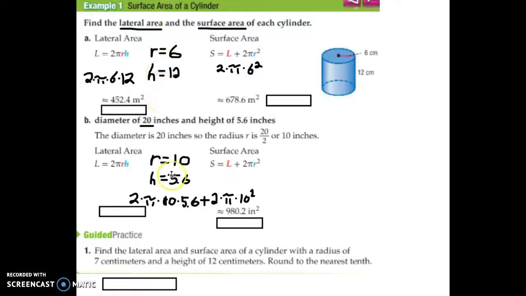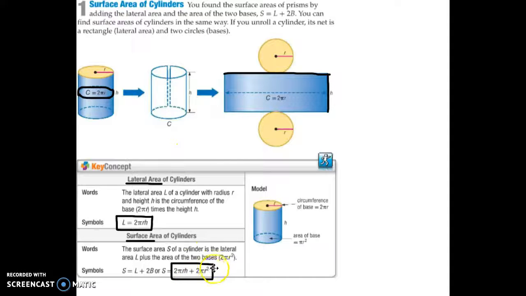If they wanted you to also find the lateral area, you would just want this part right here. The beginning part is your lateral area. 2 times pi times 10 times 5.6, which gives you an answer of 351.9 square inches. Alright, and here's a guided practice. You want to try it. Again, the radius is 7, the height is 12. You're just using that formula. Okay, so again, this is the formula you want to focus on right here the whole time. If they just want lateral area, you're going to have to use that.